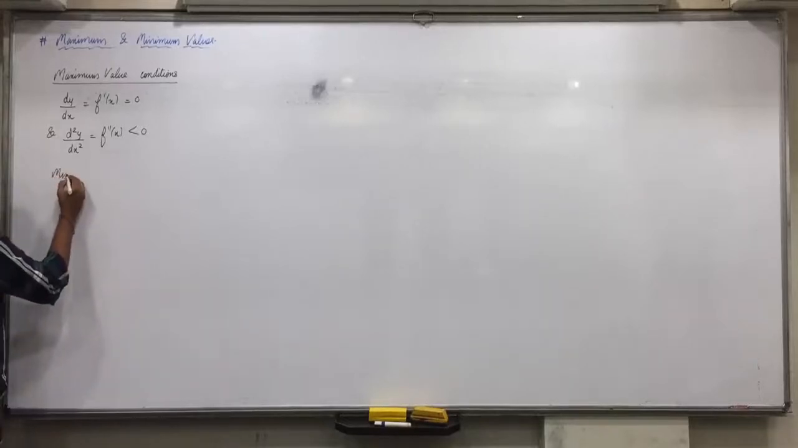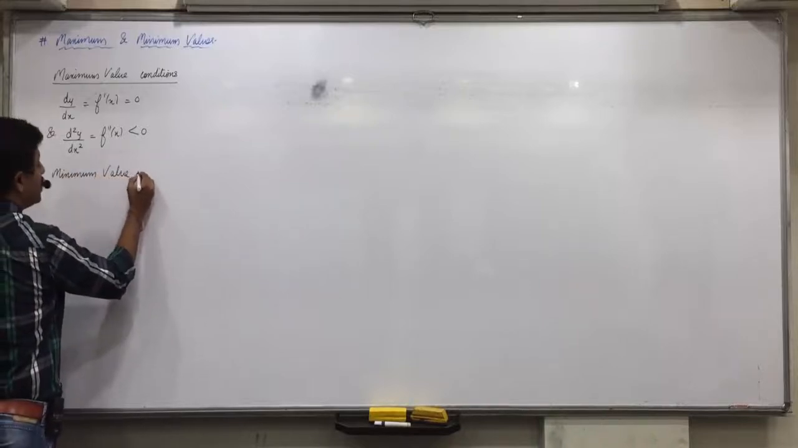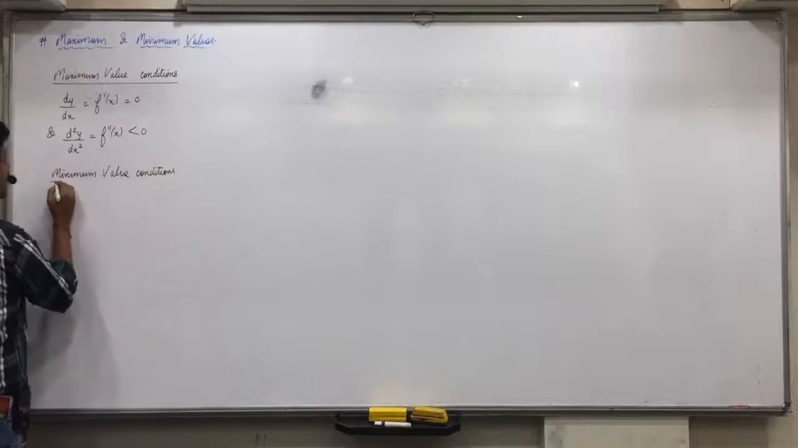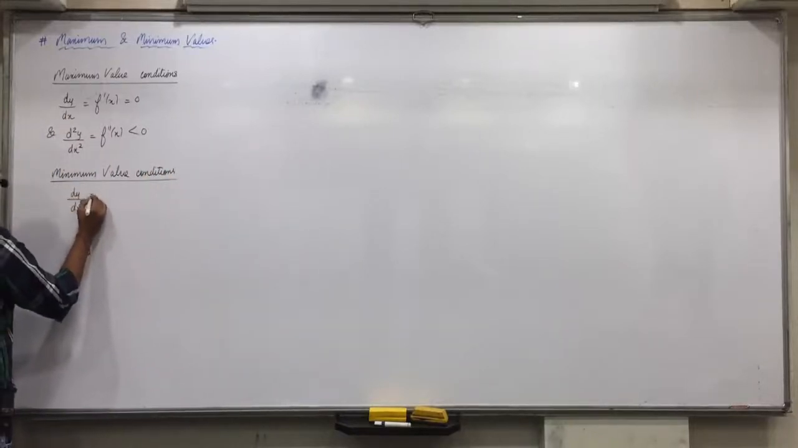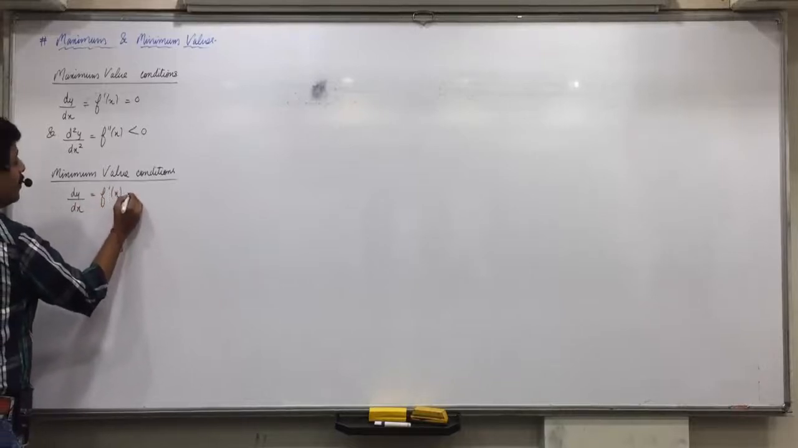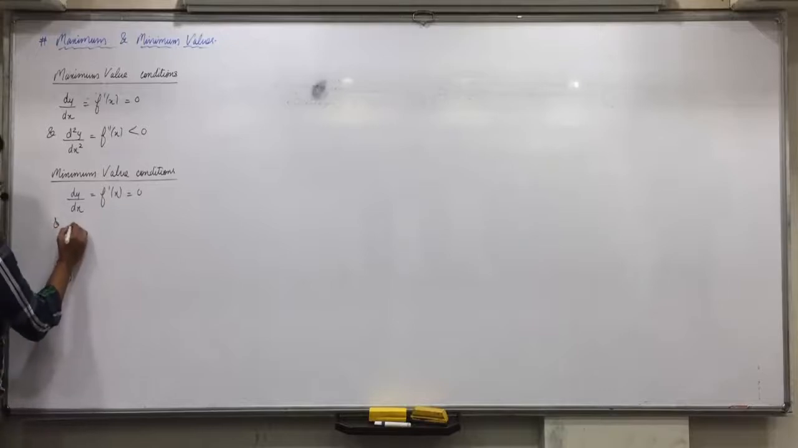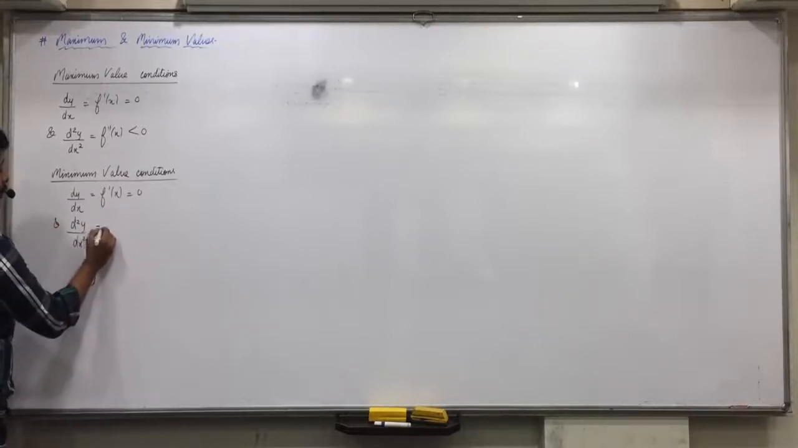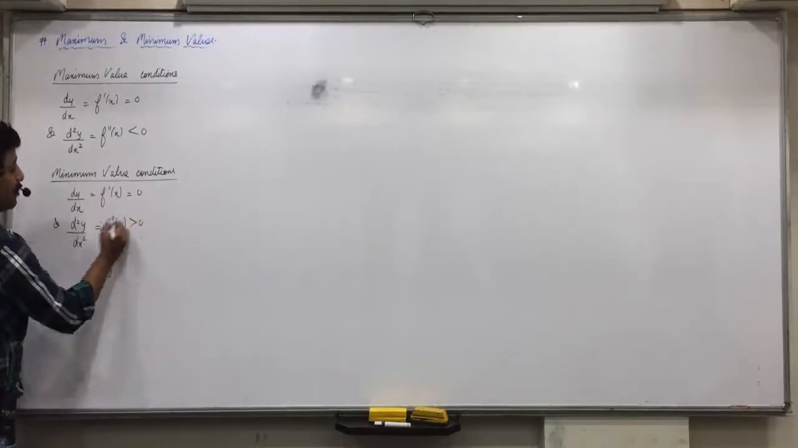And for minimum value, the two conditions are: first condition, dy by dx, that is f dash x, must be equal to 0. Second condition will become opposite: d square y by dx square, that is f double dash x, for minimum it must be positive.